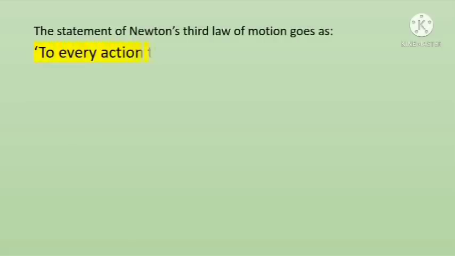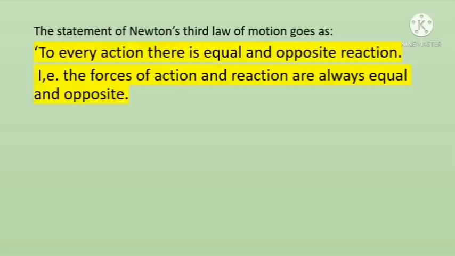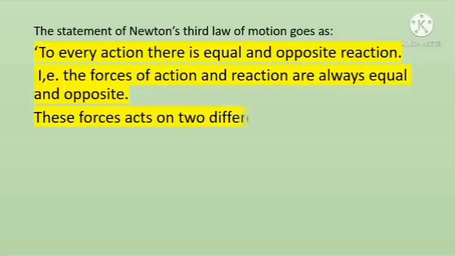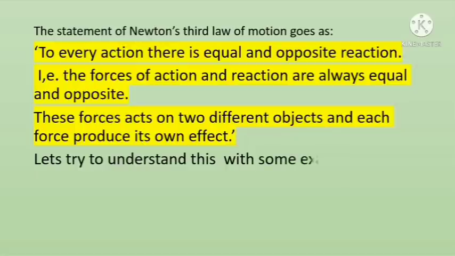The statement of Newton's third law of motion goes as: to every action there is equal and opposite reaction. That is, the force of action and reaction are always equal and opposite. These forces act on two different objects, and each force produces its own effect. Let's try to understand this with some examples. Let us take the example of recoiling of gun.